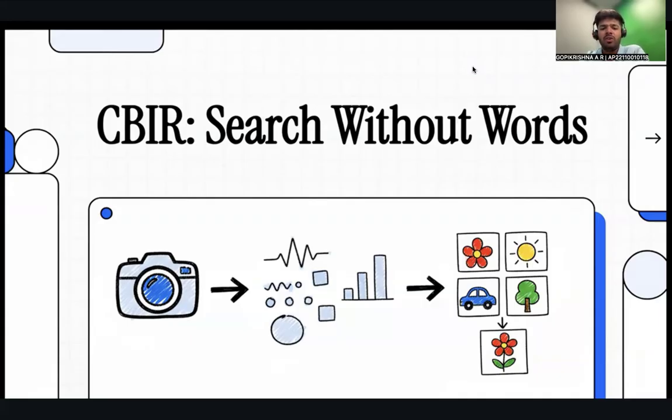I mean, we have used it all the time, probably without even thinking or knowing about it, right? That magic that lets you search for a picture using another picture instead of trying to type out a bunch of words. Do you remember that? Well, today we are pulling back the curtain on the technology called CBIR, content based image retrieval.